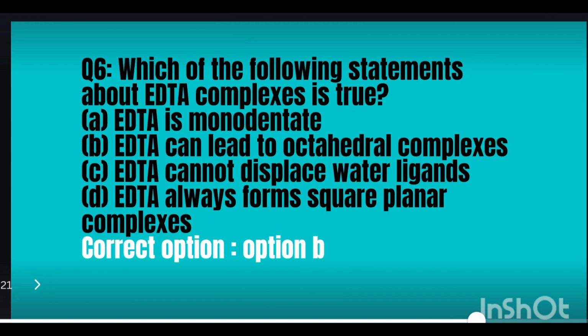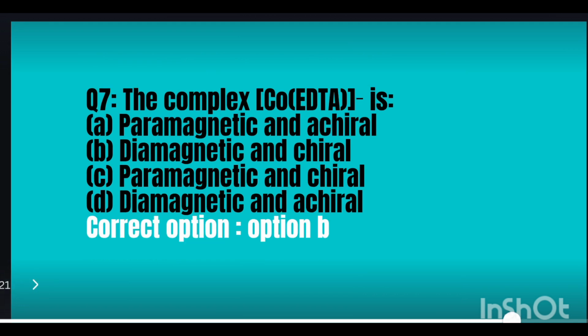Which of the following statements about EDTA complexes is true? Option A, EDTA is a monodentate. Option B, EDTA can lead to octahedral complexes. Option C, EDTA cannot displace water ligands. Option D, EDTA always forms square planar complexes. The correct answer is option B, EDTA can lead to octahedral complexes. We'll see the next question.